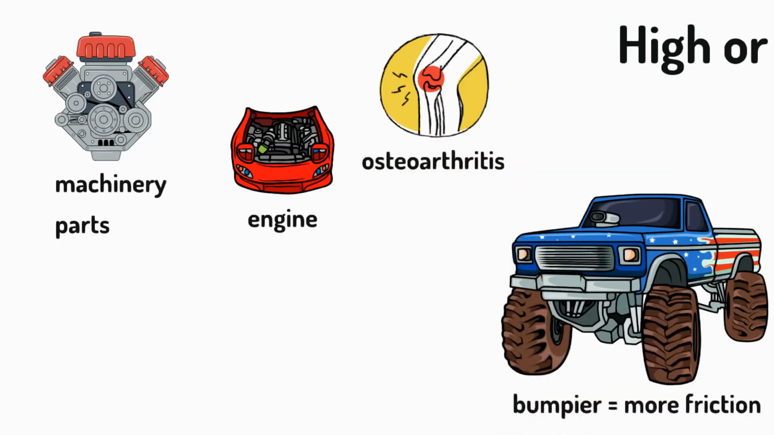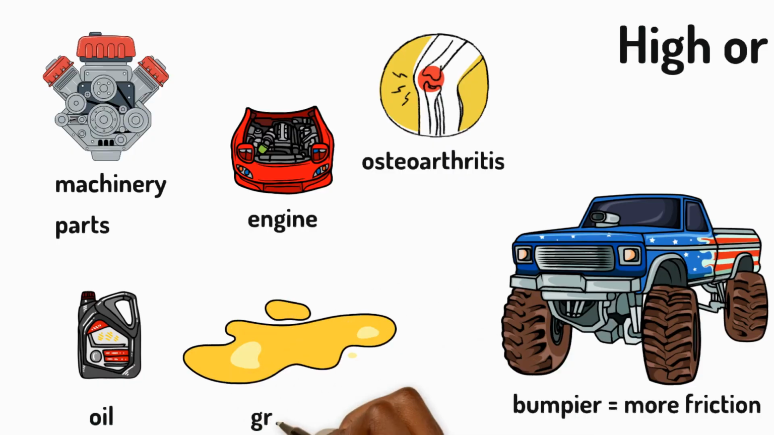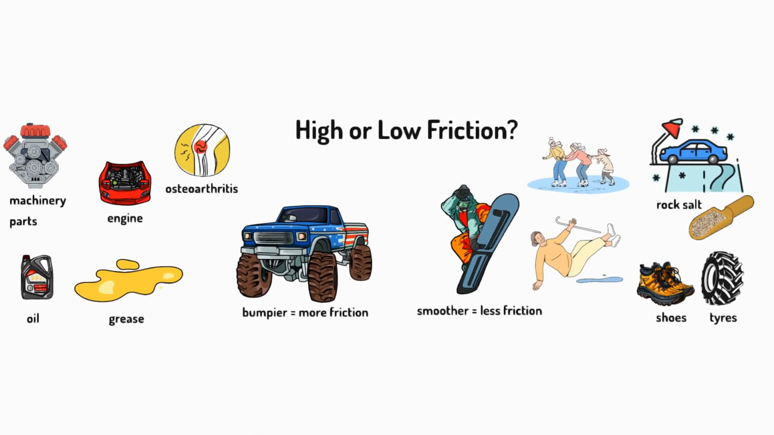To reduce extreme friction, lubricants like oil and grease are used. Oils lubricate machines like car engines. They let the parts move much more smoothly against each other. Managing friction well keeps things running smoothly.